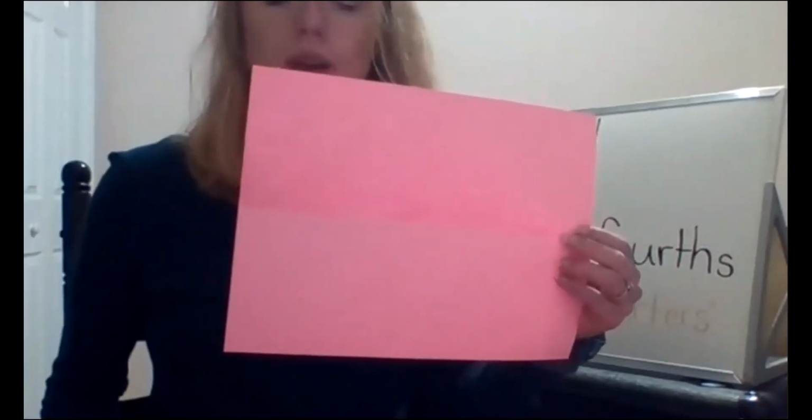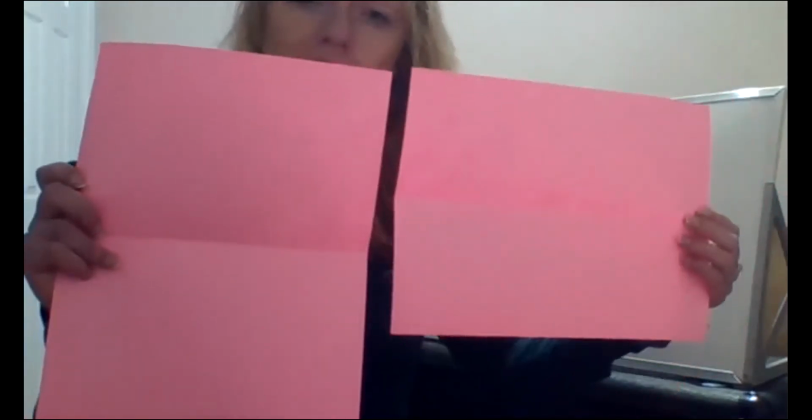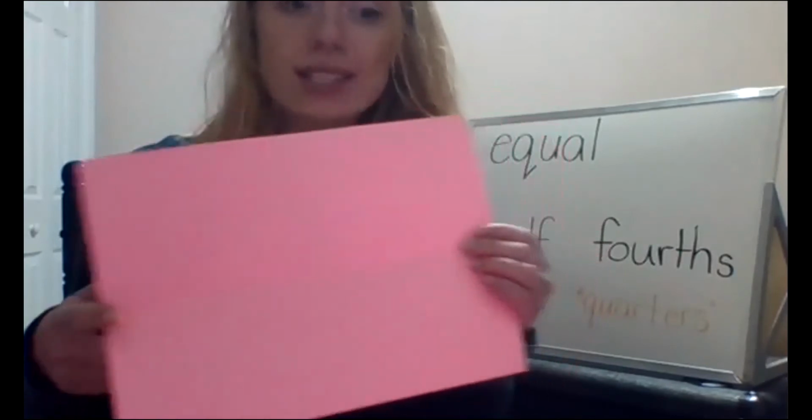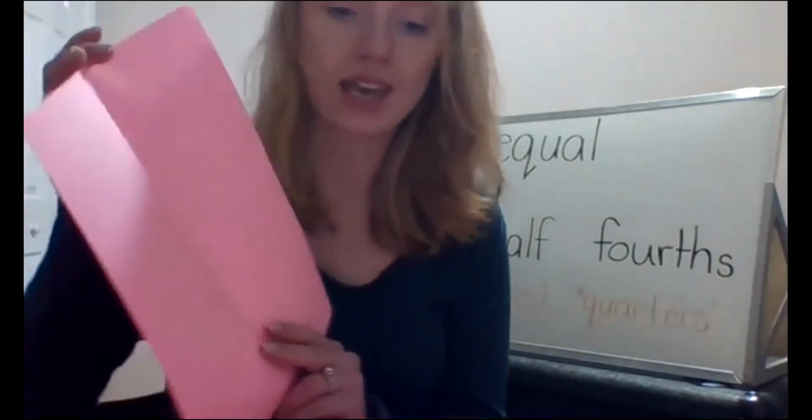Like that, 2 equal halves. Now, are these halves the same shape as those halves? Well, they're both rectangles, but do they look the same? No, but that's okay, because all that matters is that these halves are the same. And there's one more way that we can turn a rectangle into 2 halves.